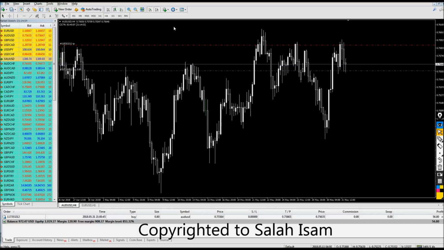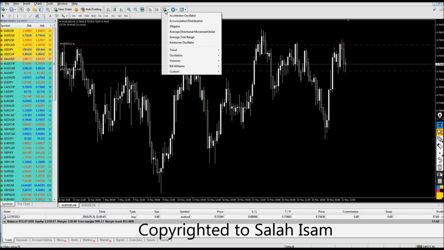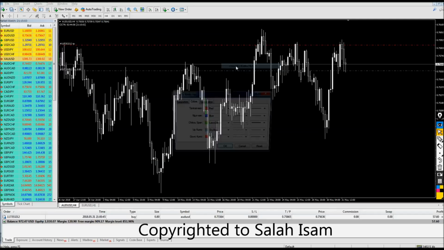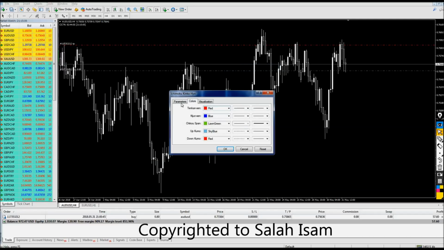So now let's apply Ichimoku. Go to the Add Indicators button, Trend, then from Trend, select Ichimoku. Now about these settings, keep the settings as they are, with only a difference in color. Tenkan-sen, you can make it red, Kijun-sen, make it blue, and Chikou Span, which is the most important one, the middle one, okay? Make it a little bit thicker, a little bit bold, and press OK.